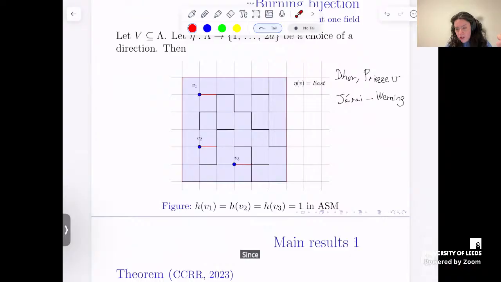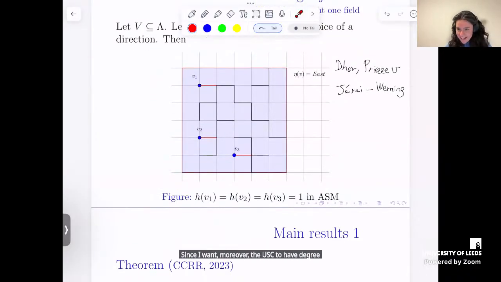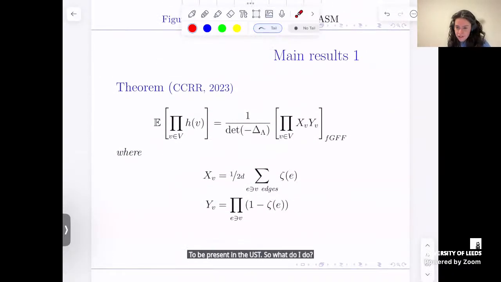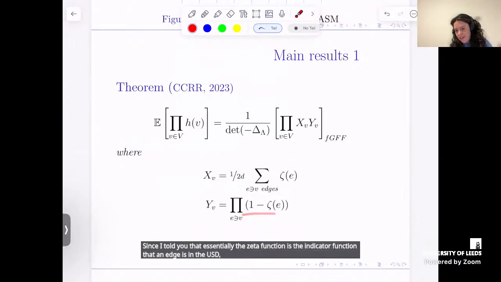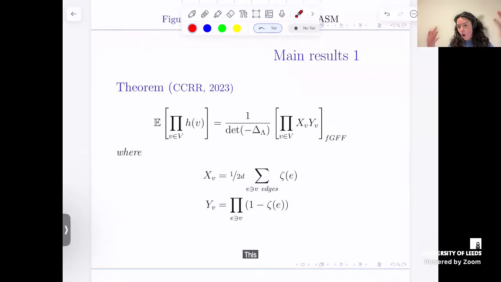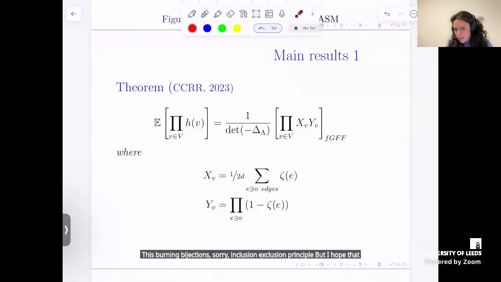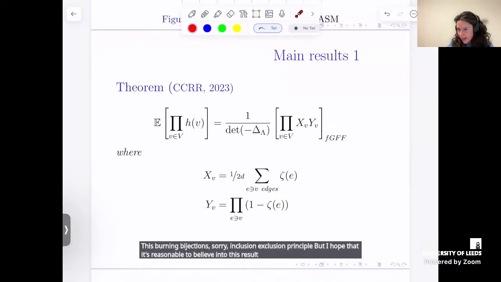Since I want, moreover, the UST to have degree 1, I don't want any other edge to be present in the UST. So what do I do? I block those edges. Since I told you that the zeta function is the indicator function that an edge is in the UST, 1 minus zeta is telling me that the edge cannot be in the spanning tree. This proof is based on the tools that I gave you before, essentially the burning bijection and the inclusion-exclusion principle, but I hope it's reasonable to believe this result given what I have just presented to you.